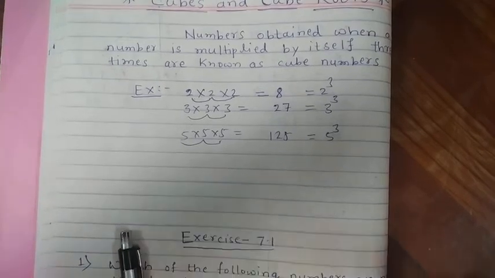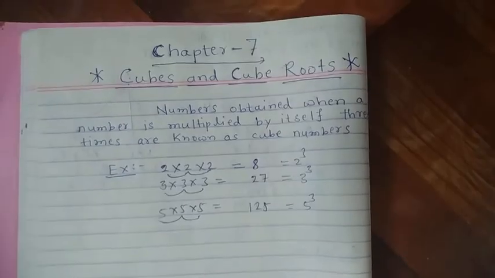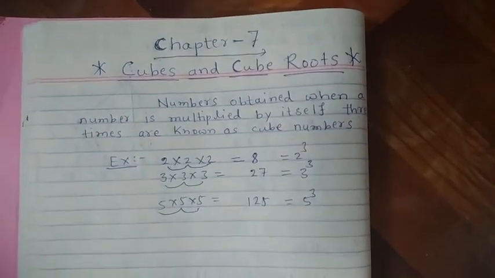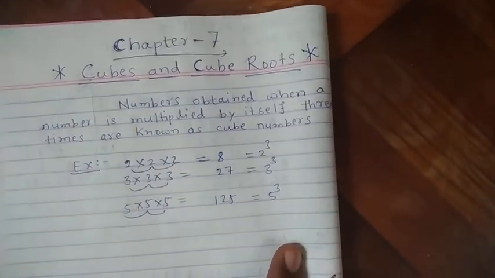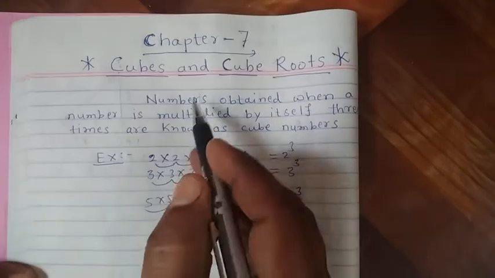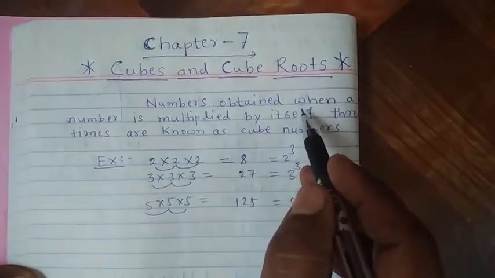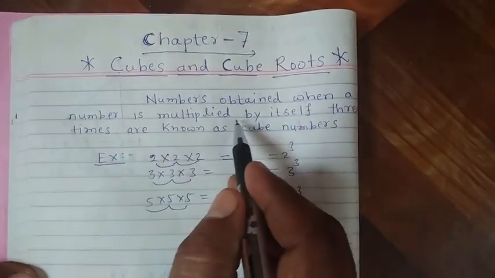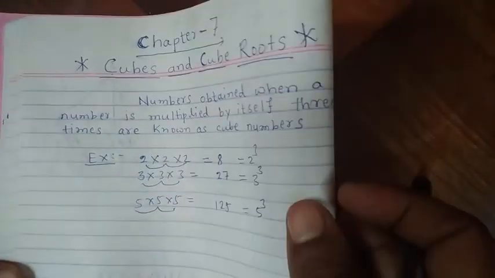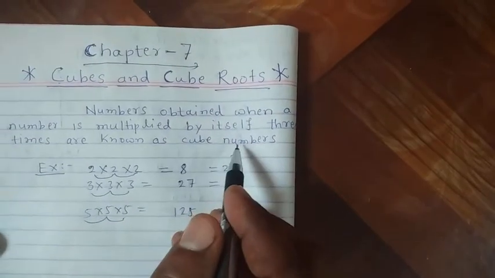Good morning, students. Today I am going to start the new chapter, chapter number 7, cubes and cube roots. First we are going to study the definition, the meaning of cubes. So what is the meaning of cubes? All of you see here. Numbers obtained when a number is multiplied by itself three times are known as cube numbers.